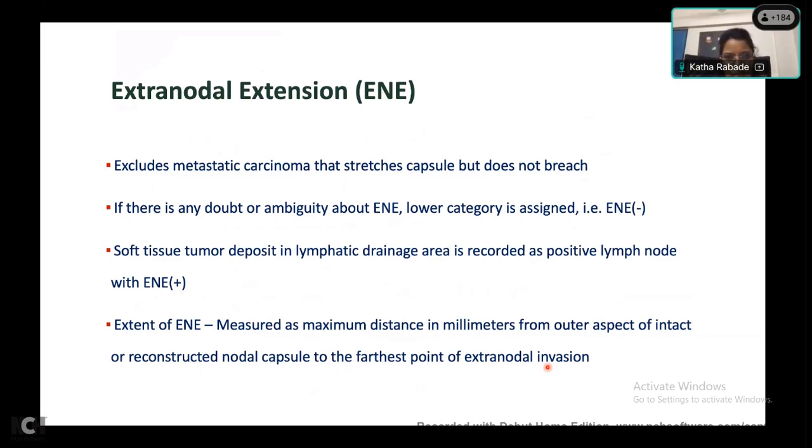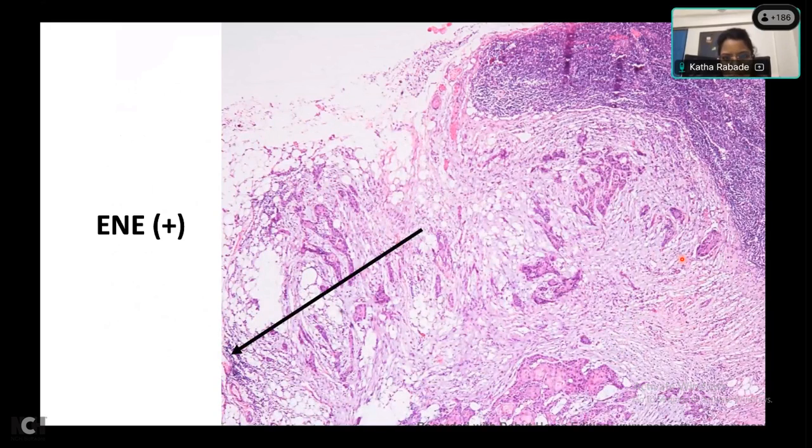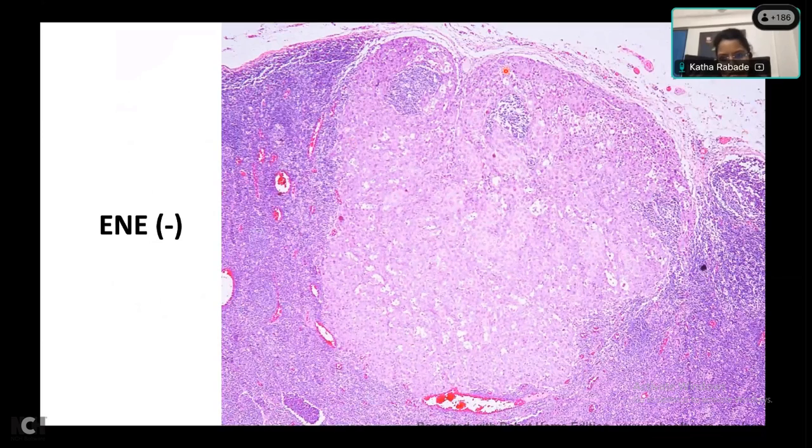So just an example of that. So this is the lymph node capsule and the tumor has breached it. So the extranodal extension will be counted from this point up to the farthest point of the tumor deposit. Like this. This node is almost completely replaced by the tumor, but there is no extranodal extension. Another node, a small nodal deposit, but no extranodal extension. We can see this intact capsule at the periphery.